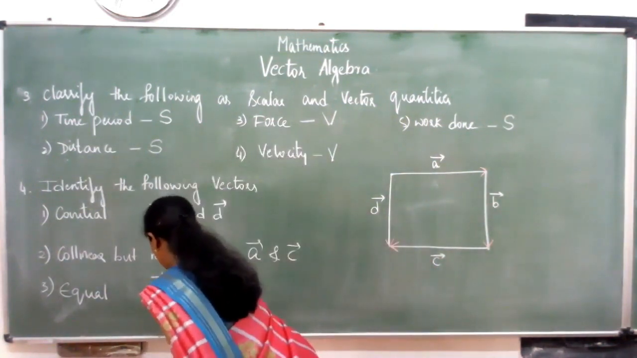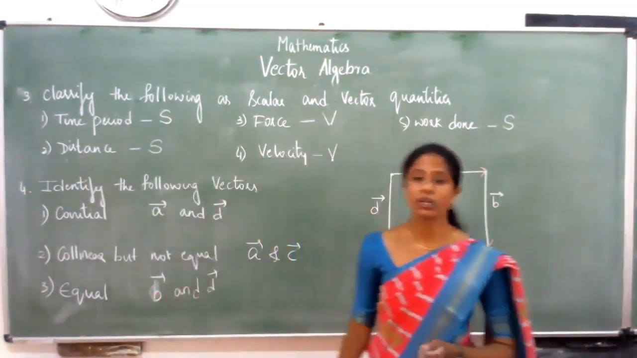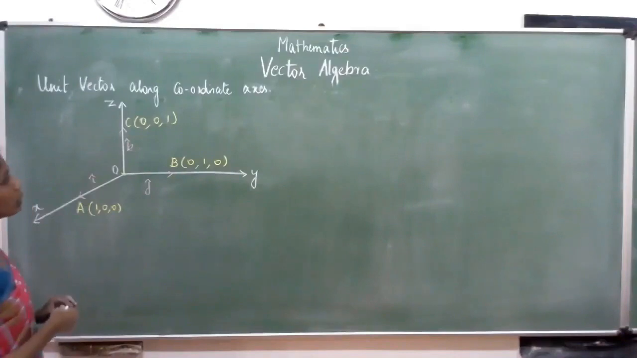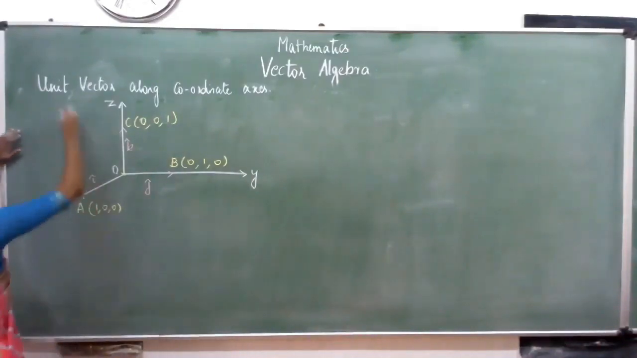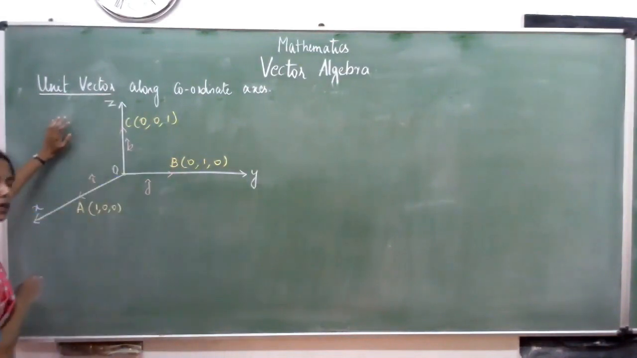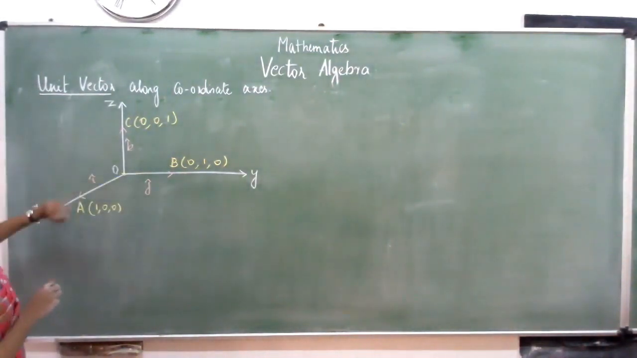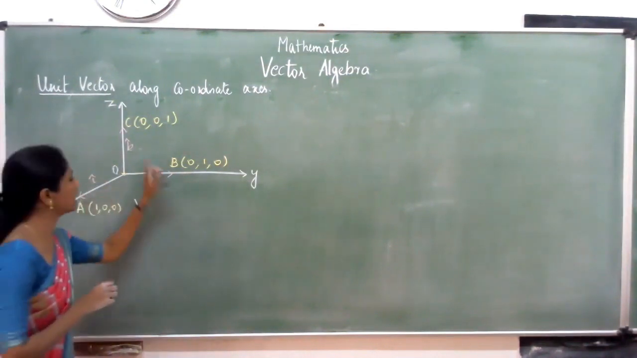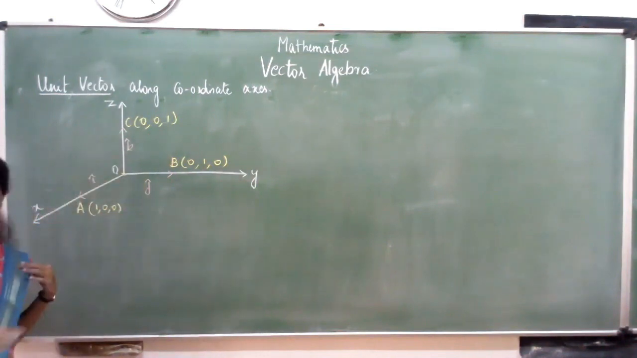So, here B and D are equal vectors. Unit vectors along coordinate axis. Okay, we already know what is the unit vector: a vector whose magnitude is 1 unit. So here, let us consider 3 points A, B, C on x, y and z axis respectively.